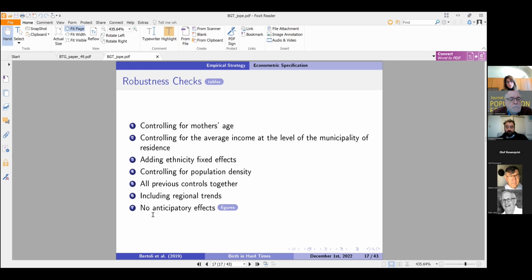And of course, we are replicating a difference-in-differences approach, so we check for any anticipatory effect. We did an event study with leads and lags, and everything is confirmed, everything is robust. If there are questions, I will show you the table and the graph. Otherwise, for the sake of time, you will have to just trust me for now.